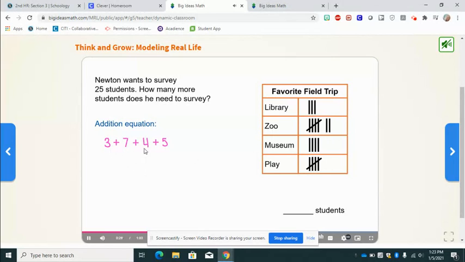3 plus 7 plus 4 plus 5. 3 plus 7 equals 10, and 4 plus 5 equals 9, so 10 plus 9 equals 19. So 19 students have already been surveyed. We need to know how many more students does he need to survey in order to get 25. So if we do 25 take away 19 equals 6. So he needs to survey 6 more students.